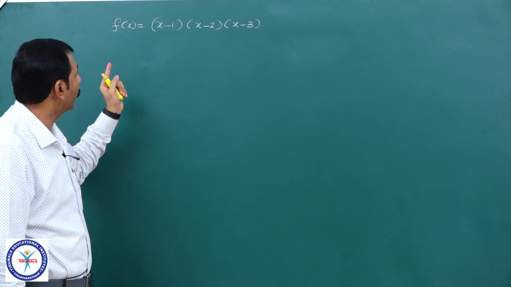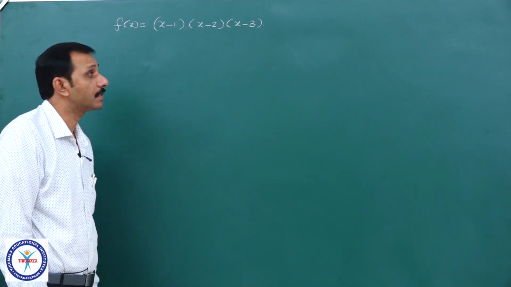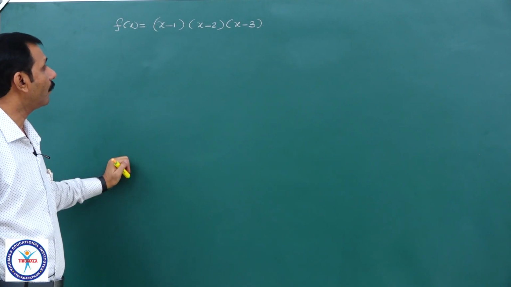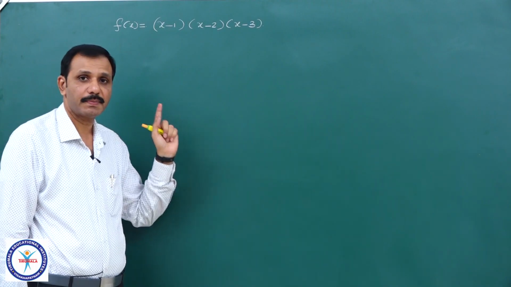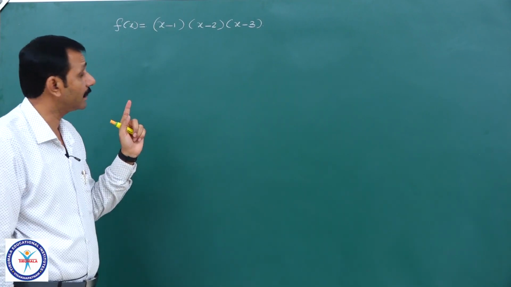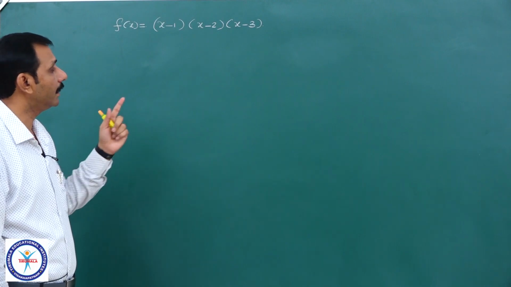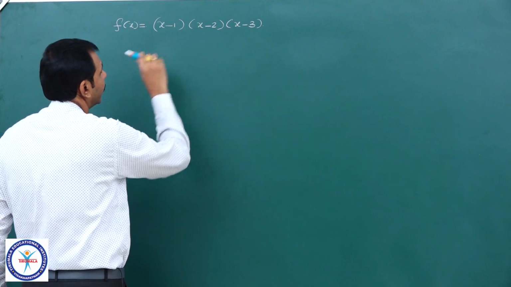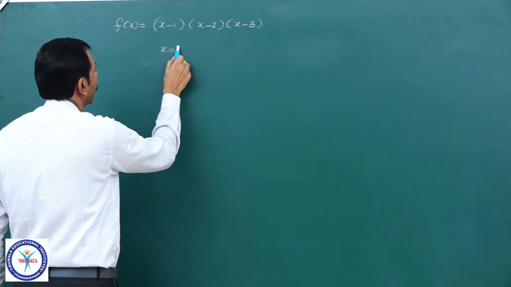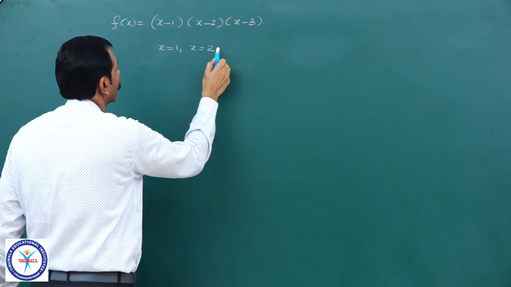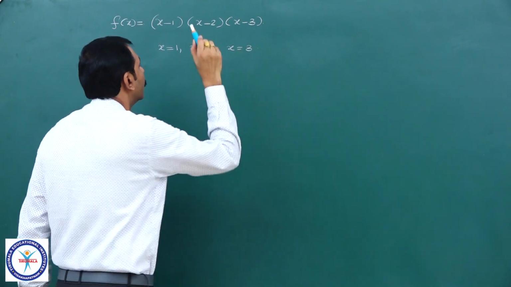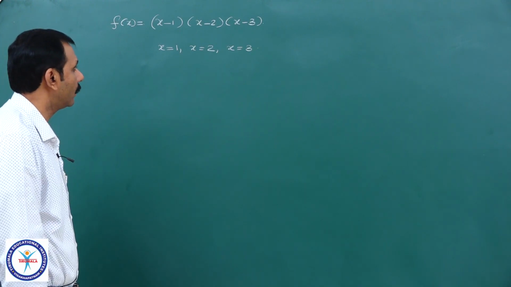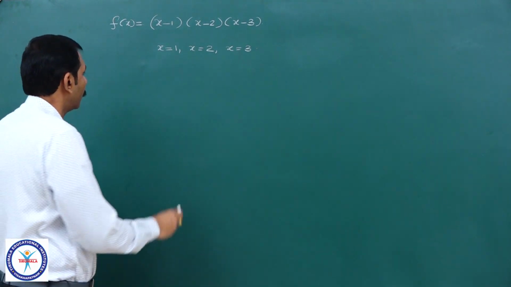Now take the expression f of x equal to x minus 1, x minus 2 into x minus 3. Now let us see for what values of x this expression is positive, for what values of x it is negative, and where it is equal to 0. Of course, the zeros of this polynomial are x equal to 1, x equal to 2 and x equal to 3. Therefore, f of x equals 0 at all these values, at x equal to 1, x equal to 2, x equal to 3.